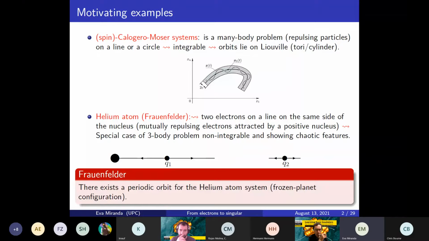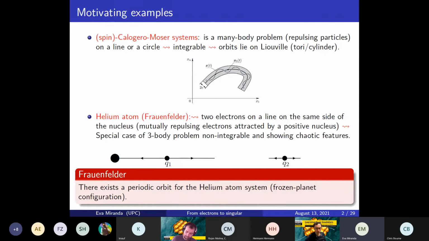This is not the case of the helium atom. This is a paper by Frauenfelder, which he posted this last year, 2020. But indeed, this is based on an old study, by a German author, I don't remember the author, about the movement of two electrons on a line on the same side of the nucleus. This is the case of the helium atom. Therefore, we have mutually repulsing electrons attracted by a positive nucleus.